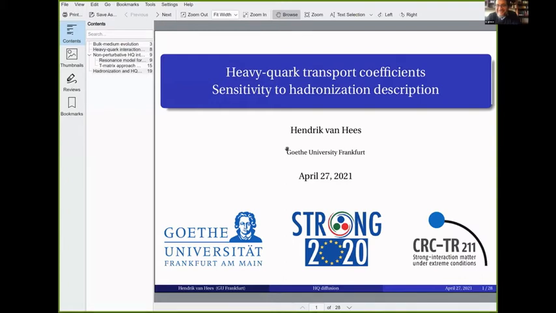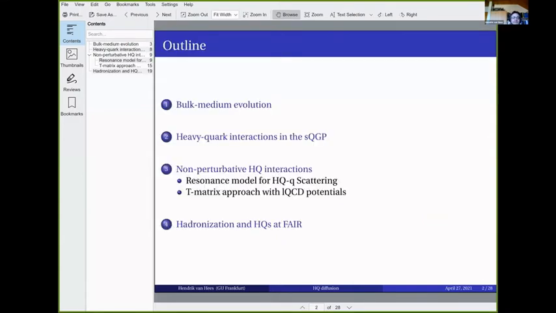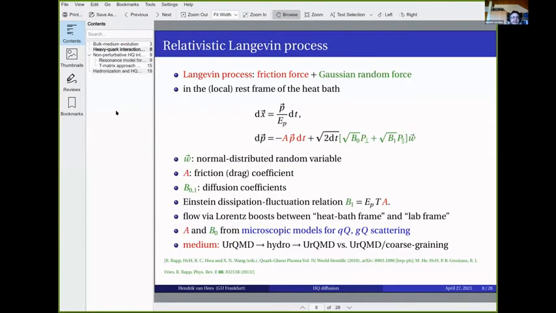Very good. Okay, so I can be very brief because most was told by Ralph this morning, afternoon, however. Today I'll talk only about the heavy quark transport coefficients we used for, I don't know, 15 years or so. This is the relativistic Langevin process.